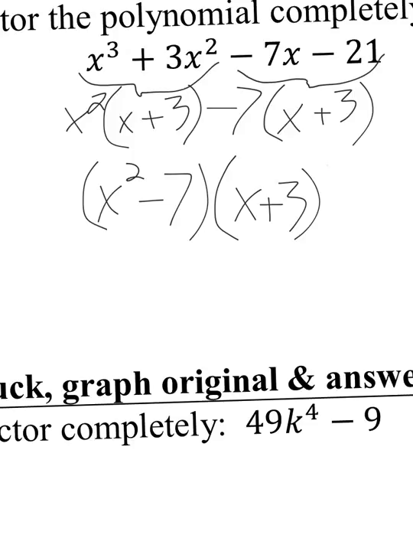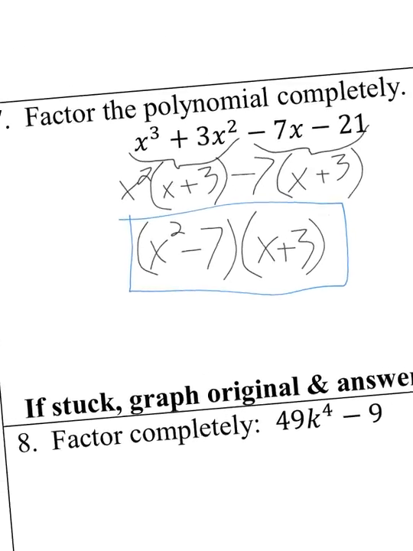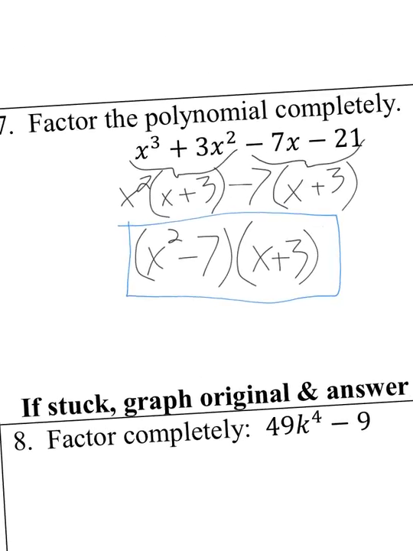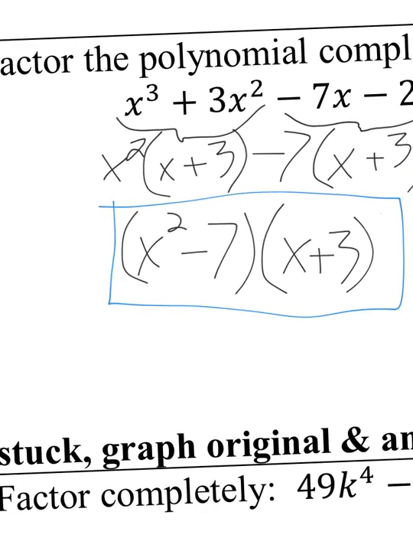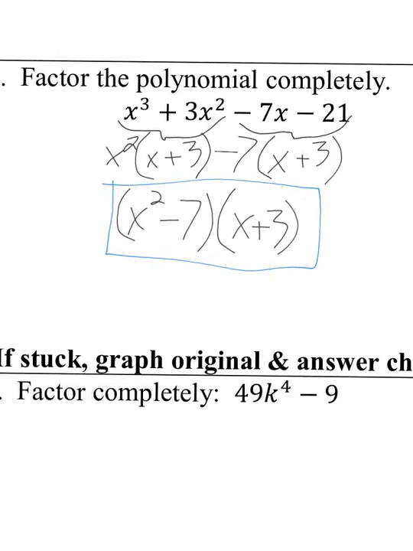And then this is a type of problem that you could graph. This answer choice right here, x squared minus 7 times x plus 3, would make the same exact graph as this. Okay, but yeah, this problem is actually done right there because I can't factor down x squared minus 7 any more than it is like that. Okay.